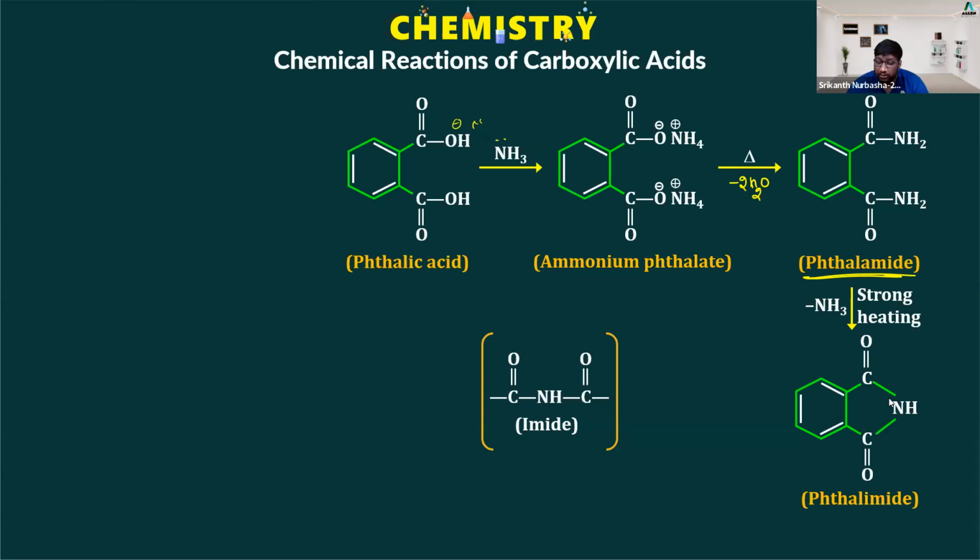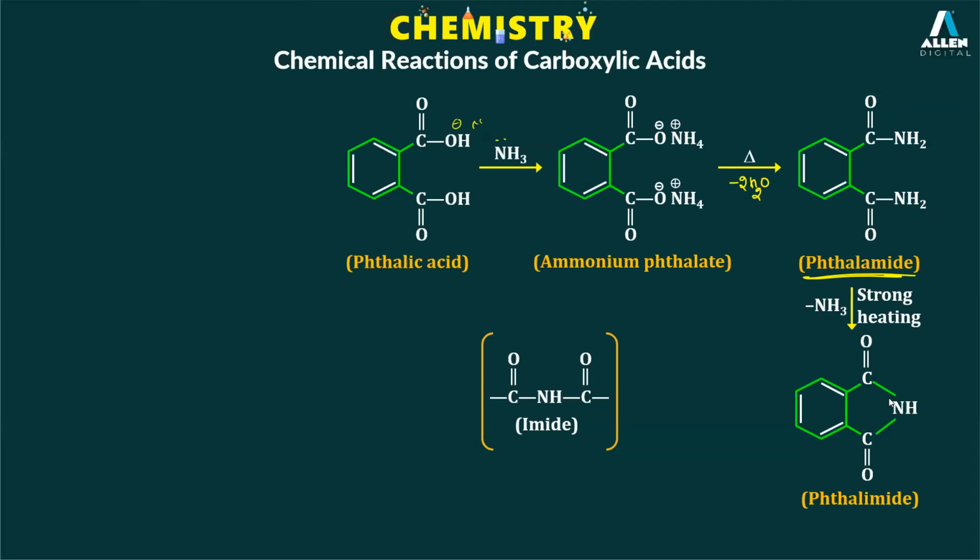Using Gabriel phthalimide synthesis, can I prepare aromatic amines? Gabriel phthalimide synthesis is useful, but we can only prepare aliphatic, not aromatic, amines. Why it is so, we'll study in the next chapter, that is nitrogen and its compounds. Okay.